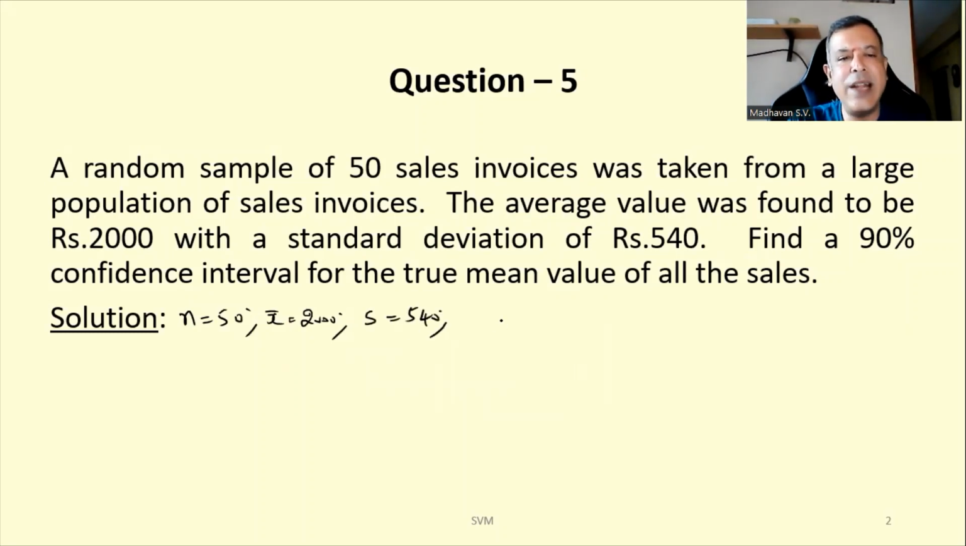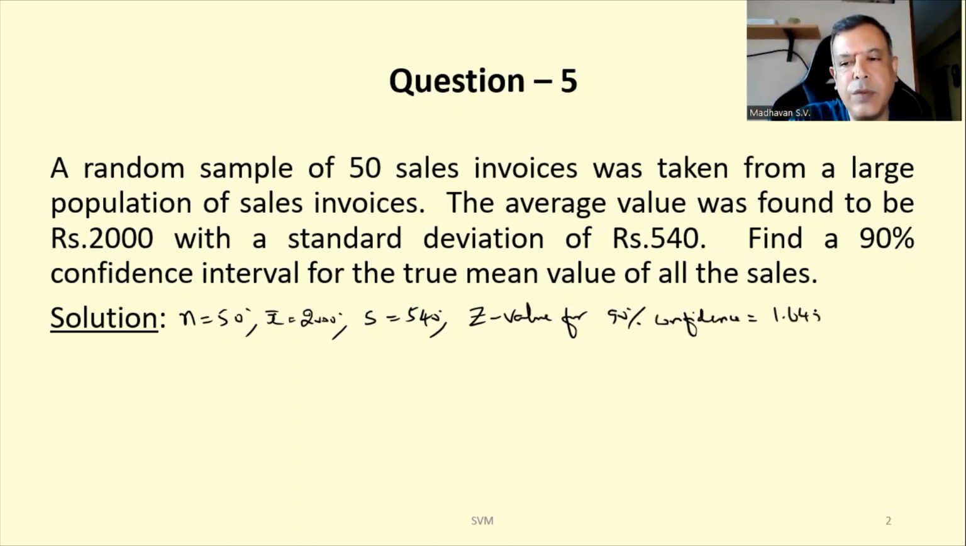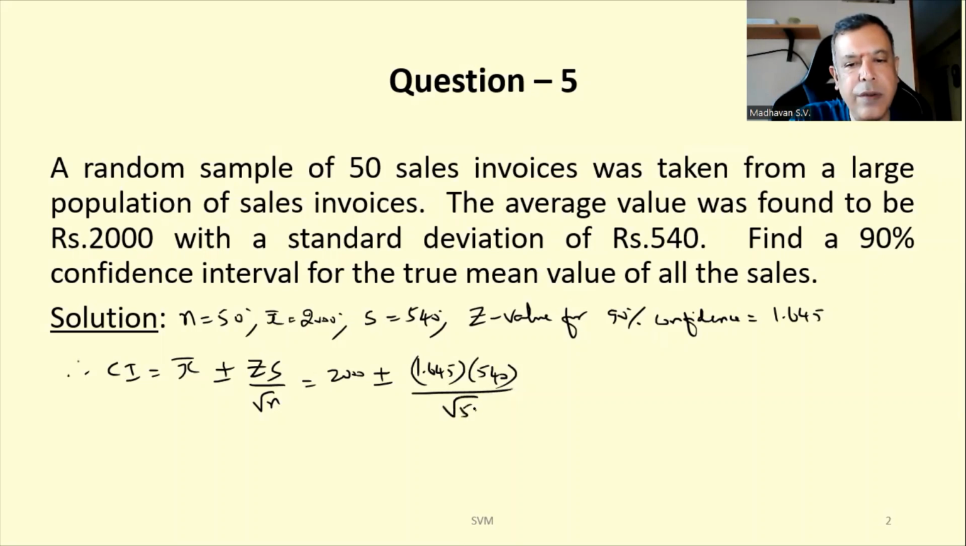Here they are talking about a 90% confidence interval. So we should consider the Z value for 90% confidence, which is 1.645. Therefore, the confidence interval will be X bar plus or minus Z times S divided by root n, which will give us 2000 plus or minus 1.645 times 540 divided by root of 50.